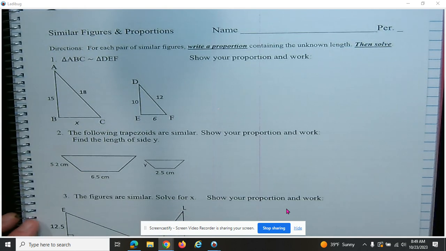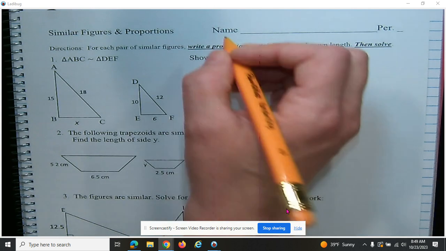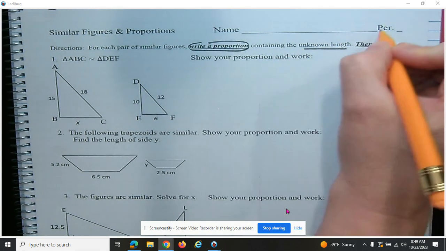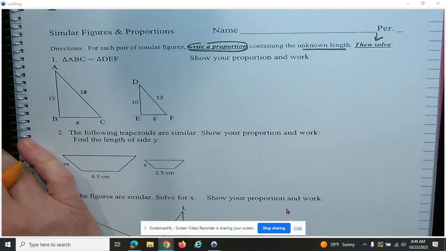Let's look at this. For each pair of similar figures, write a proportion containing the unknown length and then solve. Let's raise your hand, please, instead of talking out.